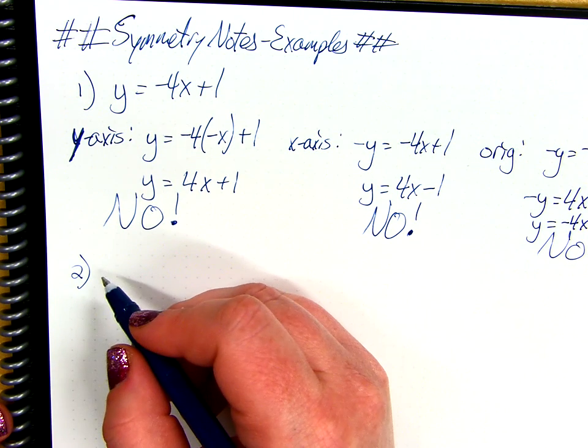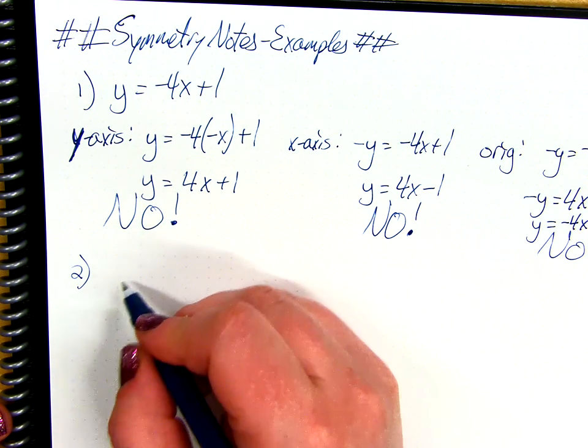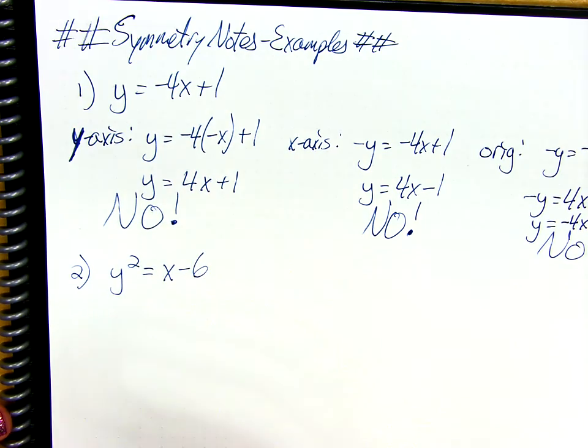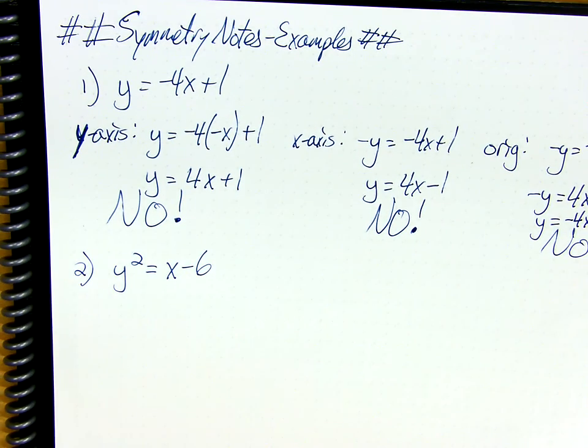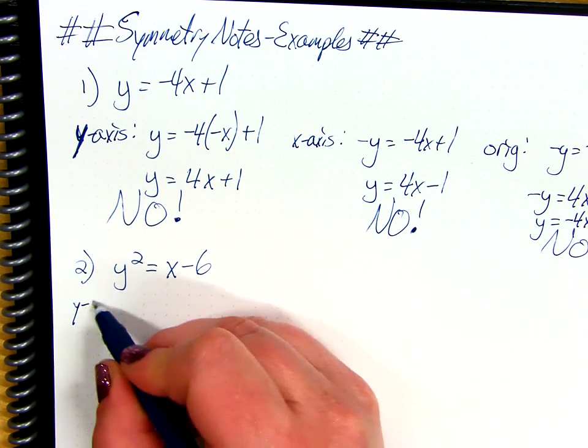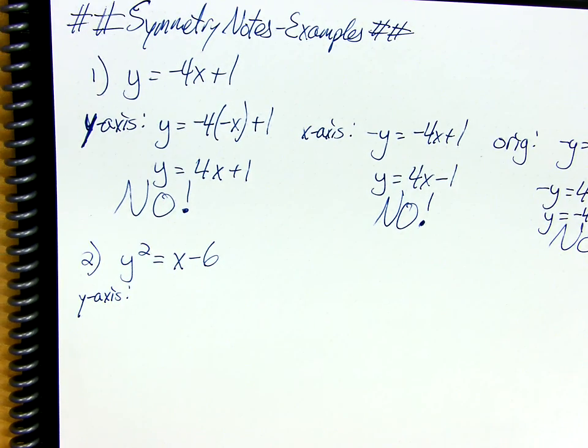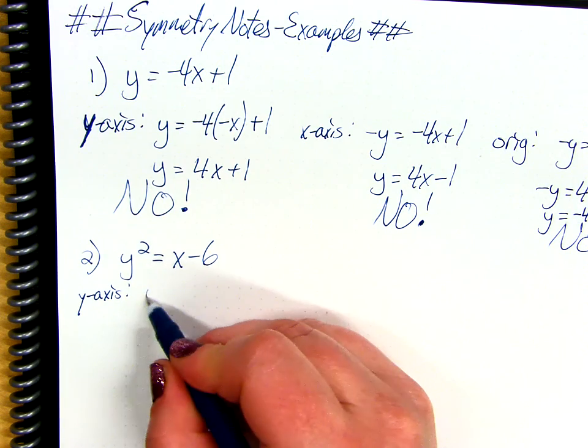The second, or they're not numbered, I guess. Let's try the one to the right that says y squared equals x minus 6. All right. So, to do that y-axis, tell me again, what do I do for the test? Plug in negative x, right.